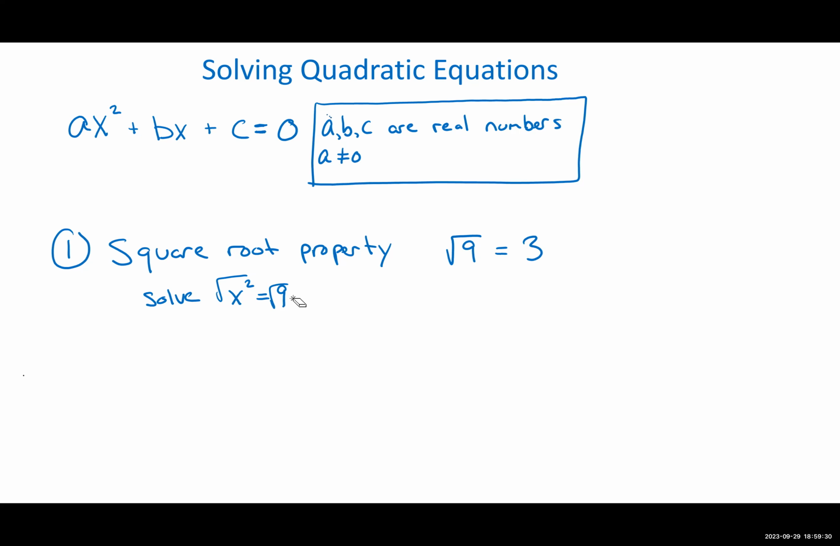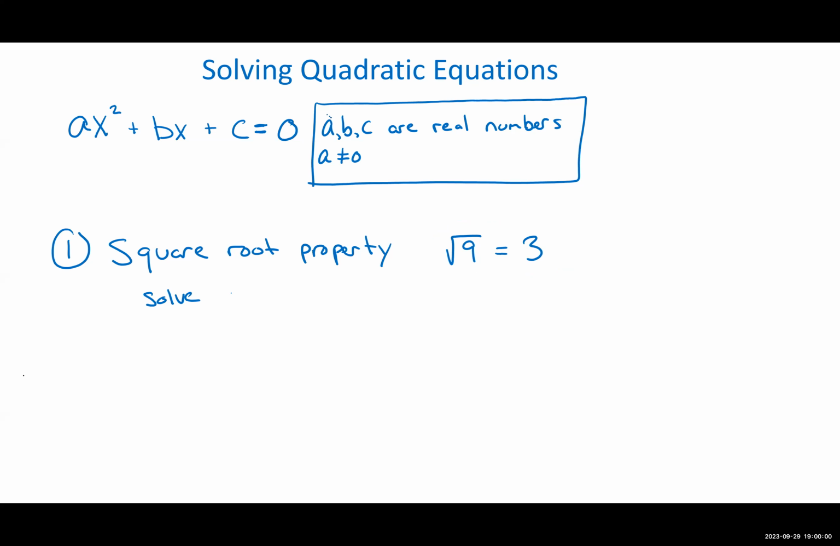It's not exactly how it works. And actually, this is not technically completely true. It's partly true. The square root of 9 doesn't only equal 3. 3 is what's called the principal square root, the positive square root of 9, but there's also a negative one.